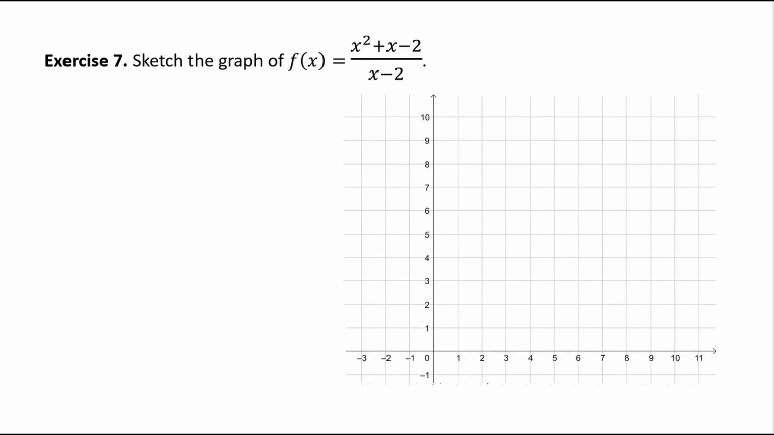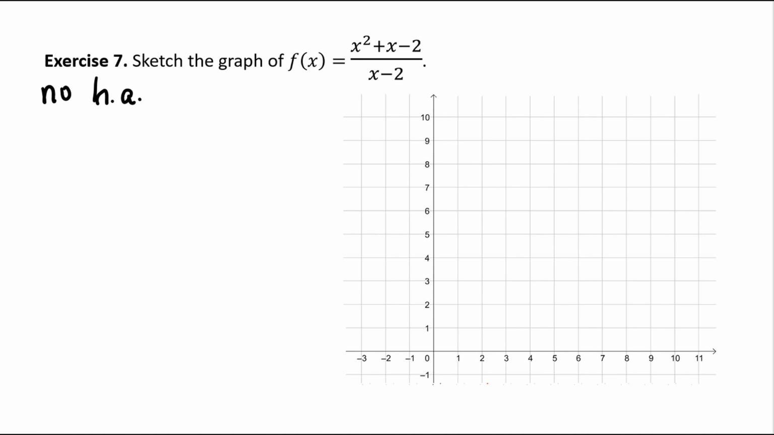Sketch the graph of f of x equals x squared plus x minus 2, quantity divided by x minus 2. Let's observe that the degree of the numerator is higher than the degree of the denominator, so we know that there are no horizontal asymptotes. Now let's see if there are some common factors.